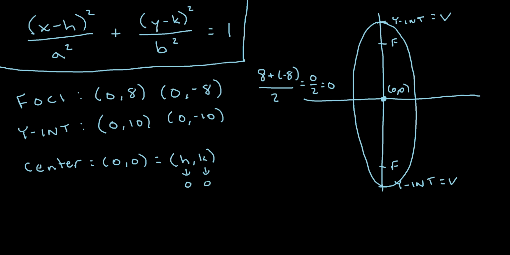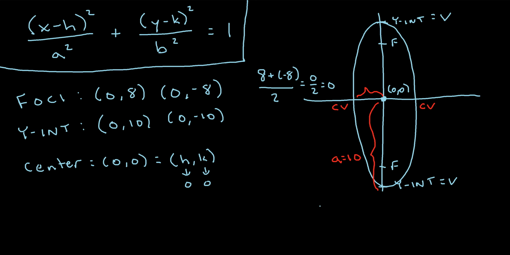So now we just need to figure out what a squared and b squared are. Well, a is the distance from the center of the ellipse to the vertices. We can see that this distance is going to be 10, so a is equal to 10. b is going to be the distance between the center and the co-vertices, which are going to be on either of these sides. We don't know what this b value is, but we do know that the following relationship exists.